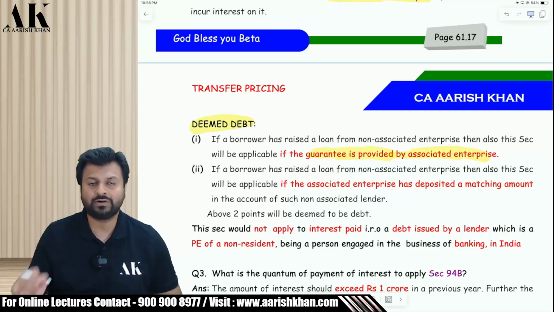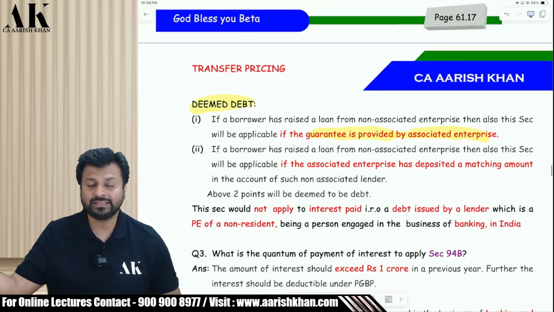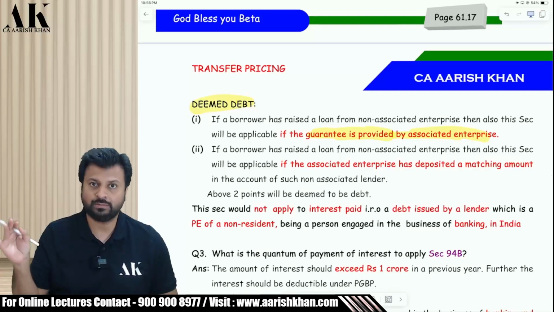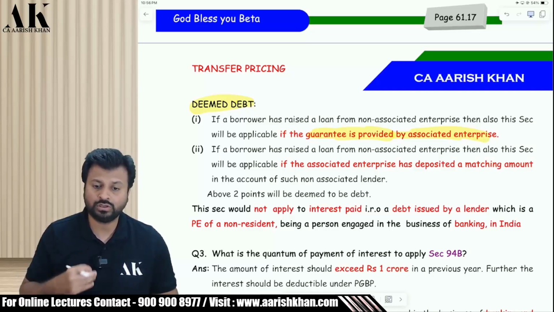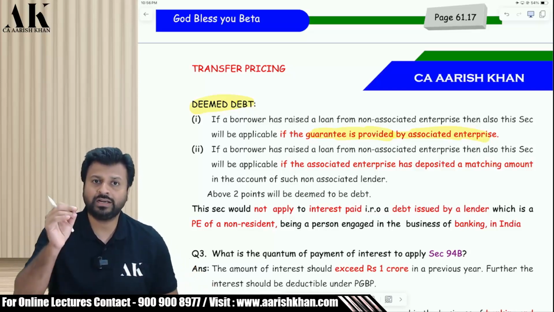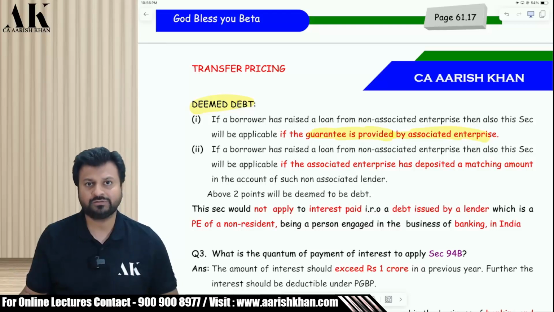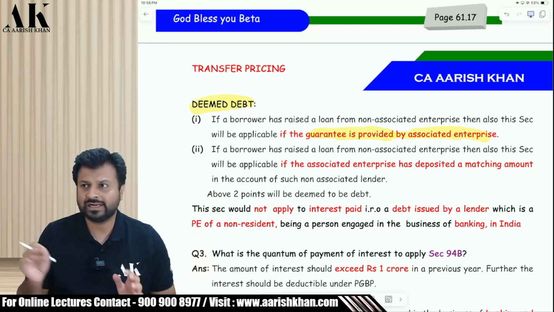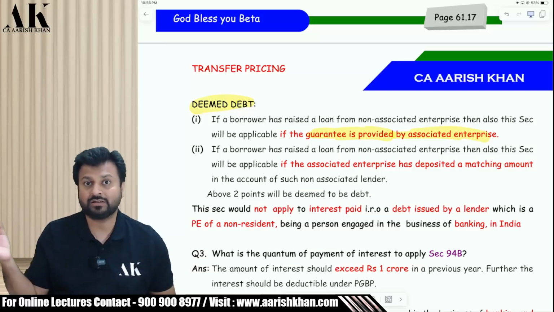One more thing is covered under 94B, where I am raising money from a third party and my associate enterprise is depositing a matching amount. Suppose my associate enterprise has deposited 5 crore rupees with a third party and that third party has given me 5 crore rupees as loan, then that will also be considered as deemed debt. Okay, so these are the 3 points which are covered. If I directly take a loan from my associate enterprise which is non-resident, or from these 2 categories involving a third party, all 3 cases will be covered under 94B.